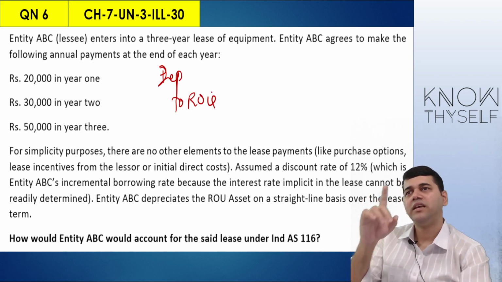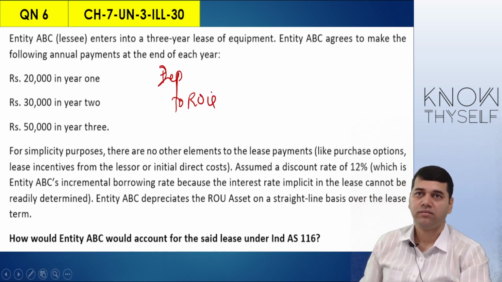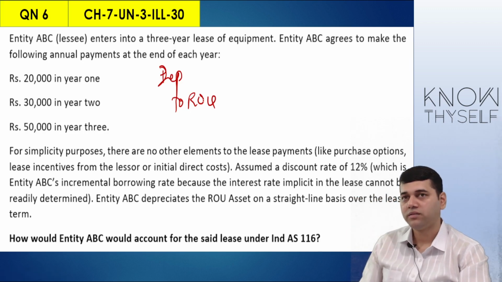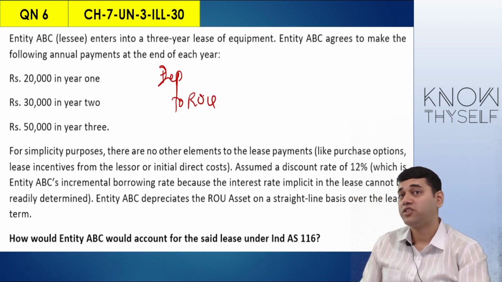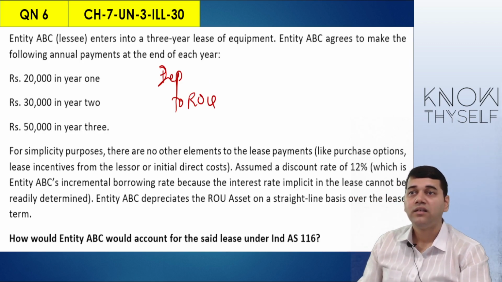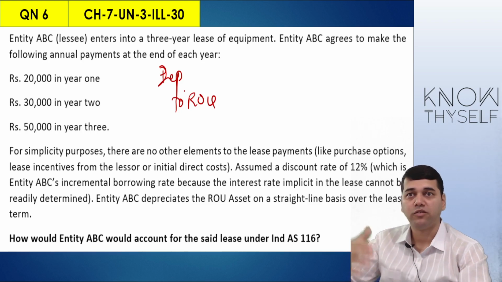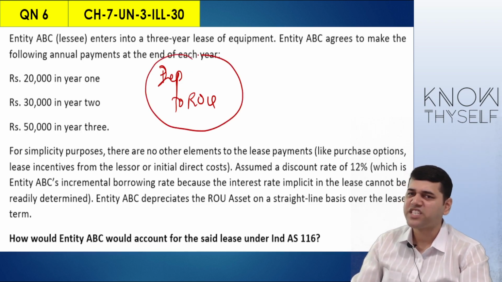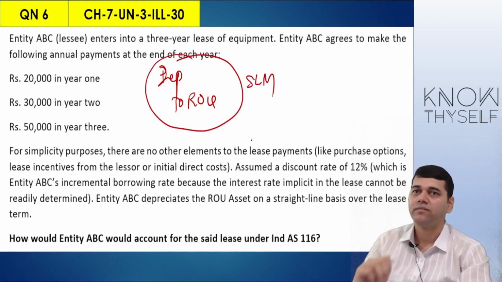Best thing is, employee advance given. What is the accounting entry you pass? One, you will pass amortization of that employee discount for the next 5 years. Employee benefit expense account debit to employee discount. Employee benefit expense account debit, something like that, a fixed amount on SLM basis.